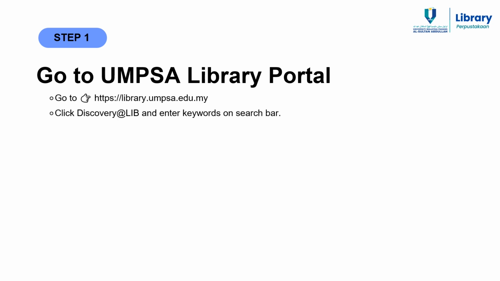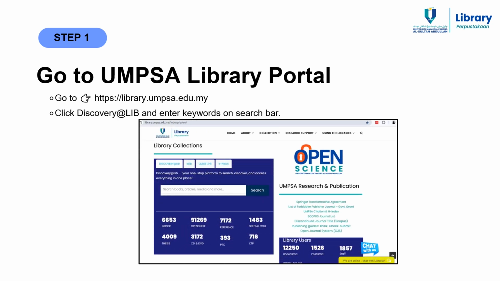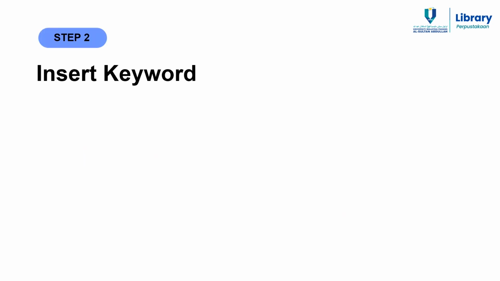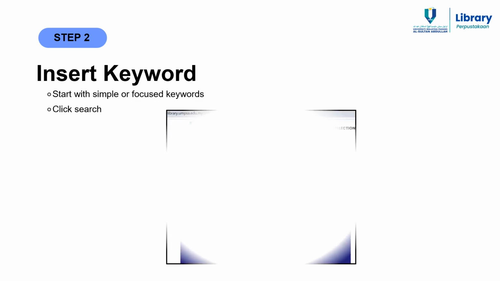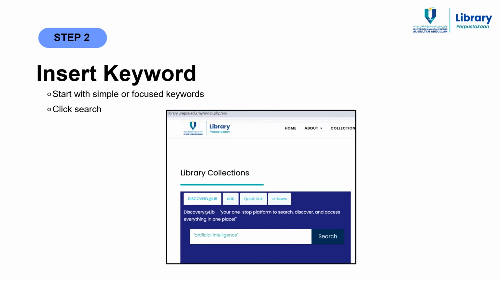Once you're there, look for the Discovery at Lib feature and click on it. This is where you can search for a wide range of materials. Simply enter your keywords into the search bar, and you'll be able to find relevant books, articles, or other resources related to your topic. Once you've identified your focus keywords, the next step is to click Search.